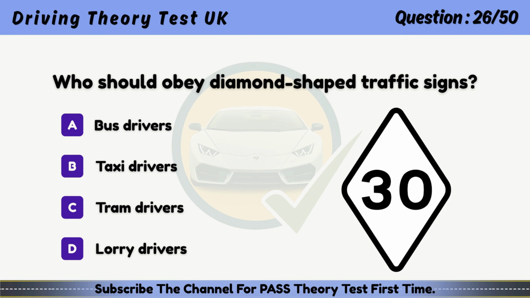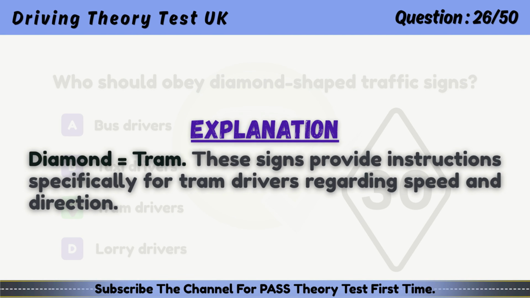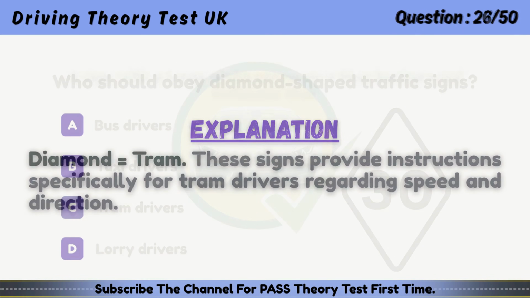Option A. Bus drivers. B. Taxi drivers. C. Tram drivers. D. Lorry drivers. Answer is C. Tram drivers. Diamond equals tram. These signs provide instructions specifically for tram drivers regarding speed and direction.